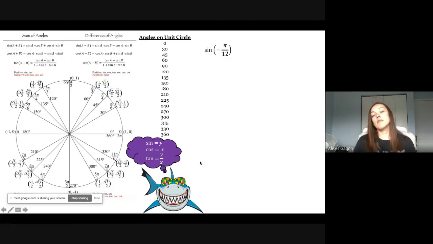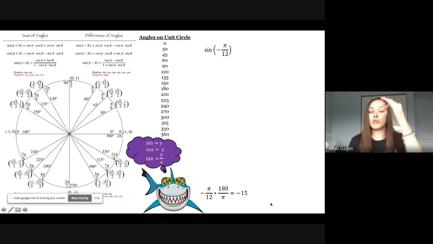So then sine of negative pi over 12. I don't like working in radians because my brain just doesn't work in radians. So I'm going to convert this to degrees first. And remember, to convert to degrees, you multiply by 180 over pi. So those pi's cancel. 180 divided by 12 is 15, and since it's negative, this is the same as sine of negative 15.